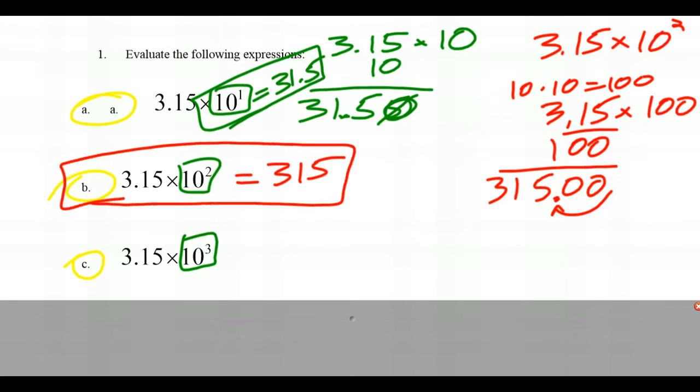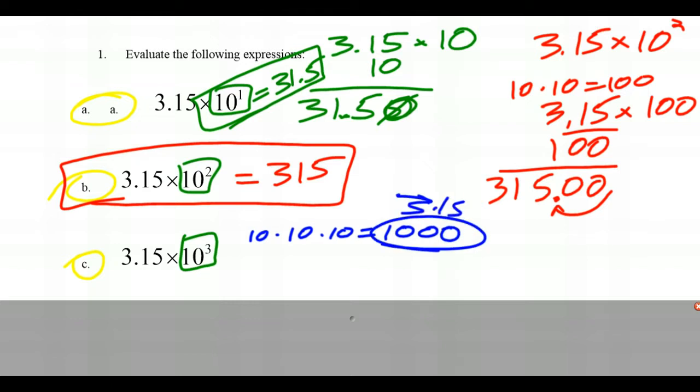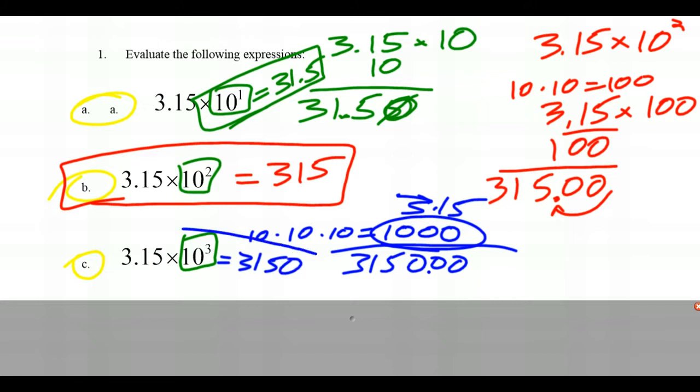And finally, for letter C, 3 and 15 hundredths times 10 to the third. 10 to the third is just 10 times 10 times 10. 10 times 10 times 10 is 1,000. So 3.15 times 1,000. Moving the decimal from right to left, three places, gives this an evaluation of 3,150.